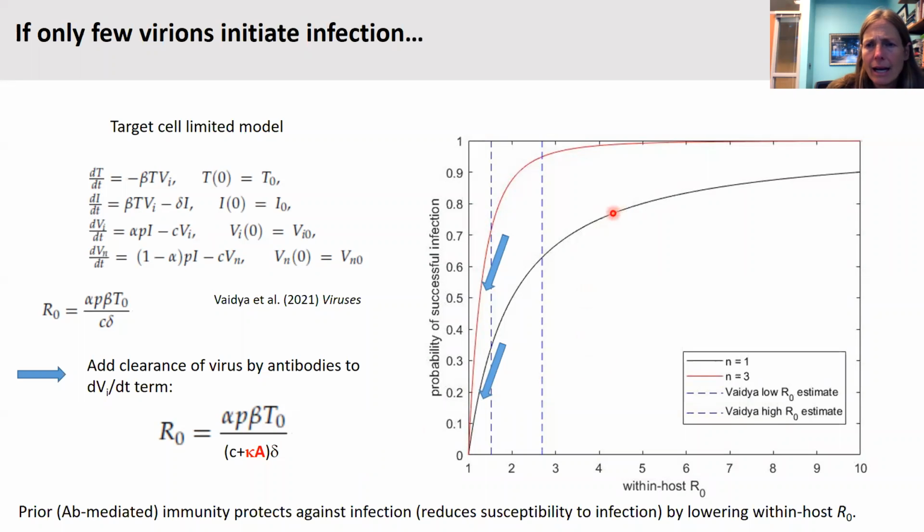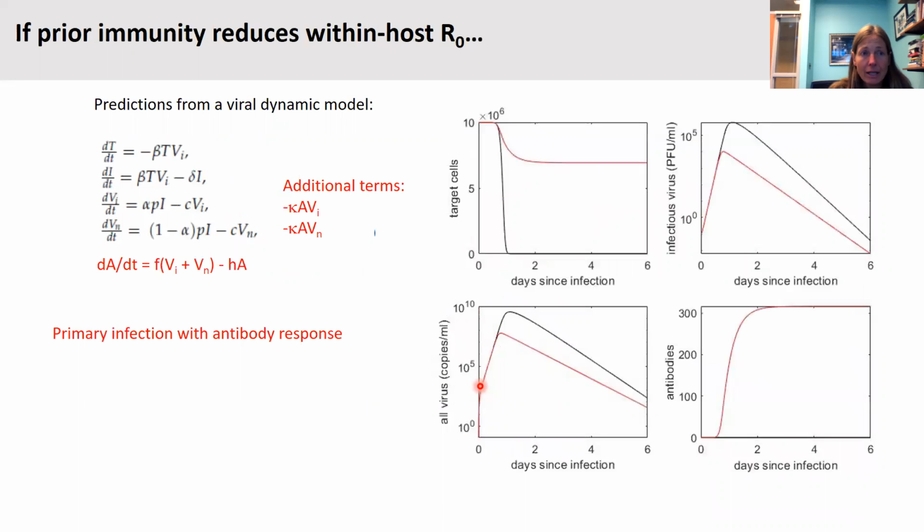So if we think about this n equals 1 line, for one viral particle, let's say the within-host R naught is on the order of about 2. If the circulating antibodies are increasing clearance, what we expect is that the probability of successful infection goes down, which makes sense. This is consistent with what we know about vaccination. If we're vaccinated against SARS-CoV-2, we're less likely to get infected. So prior antibody-mediated immunity protects against infection, reducing susceptibility, and we can think about this as happening by lowering within-host R naught. So that's pretty basic, right?